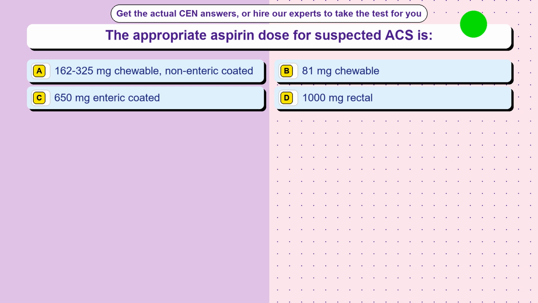Question 47. The appropriate aspirin dose for suspected ACS is: Option A, 162 to 325 mg chewable, non-enteric coated. Option B, 81 mg chewable. Option C, 650 mg enteric coated. Option D, 1000 mg rectal.